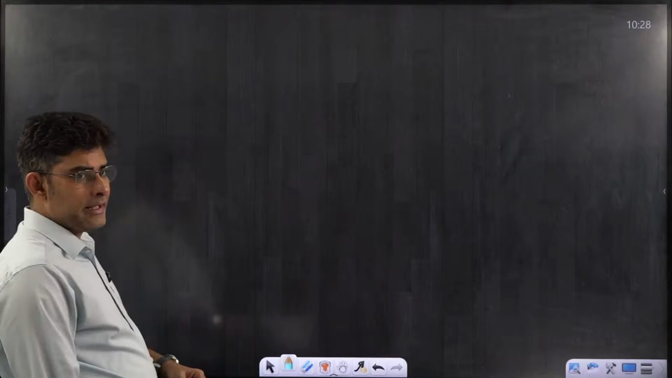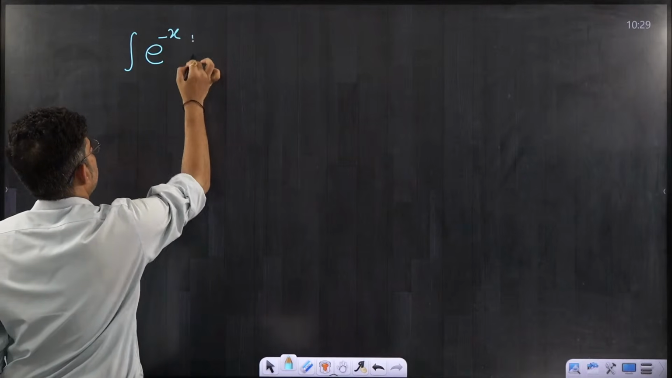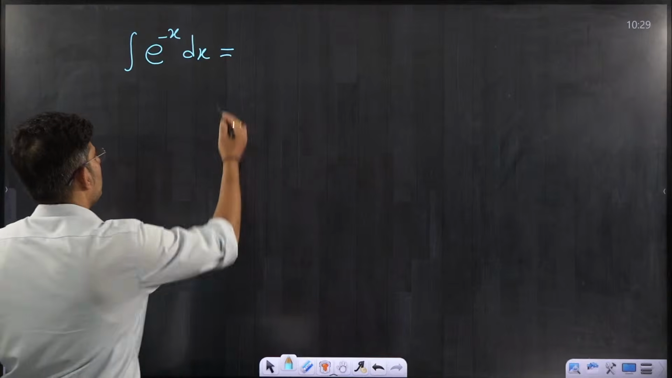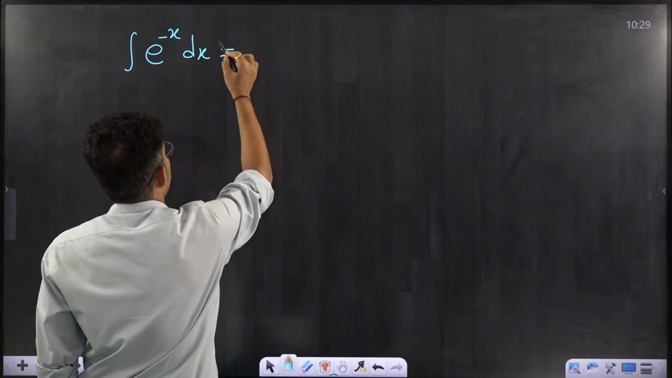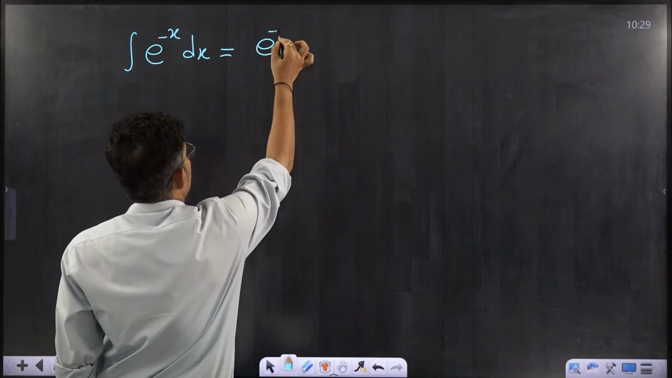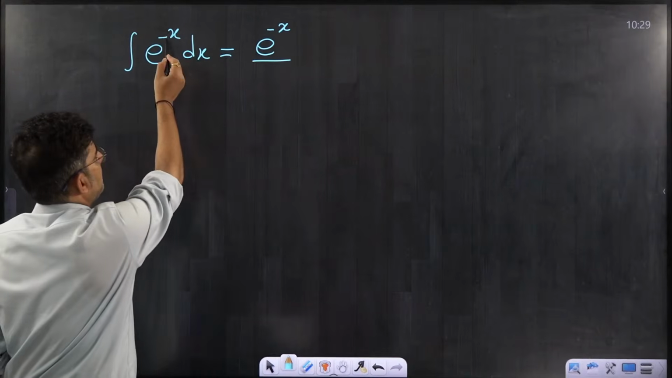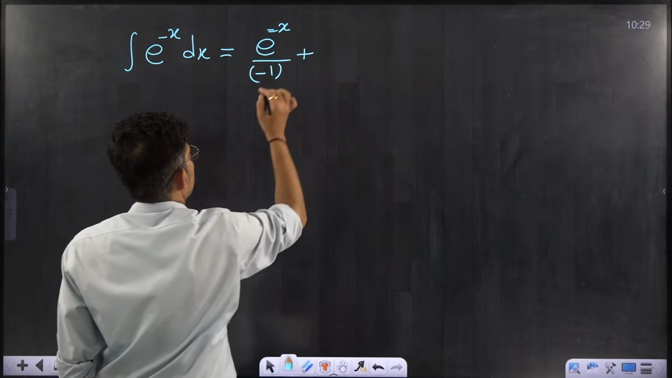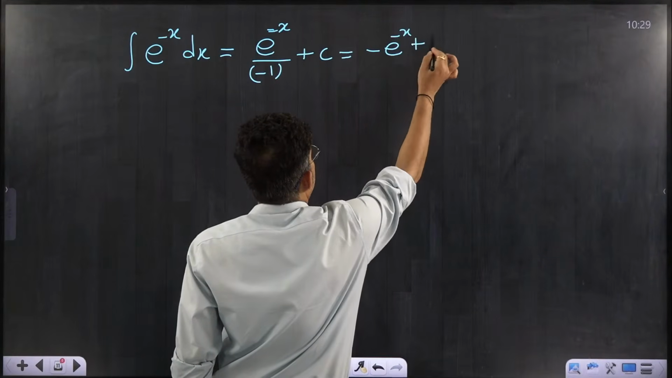Another example using the same rule: suppose we had e to the power minus x. If it was e to the power x, you would write e to the power x. So here also you will write e to the power minus x. Now you have to divide by what? What is multiplied to x? Minus 1. So you will divide by minus 1, plus c. Means your answer will become minus e to the power minus x plus c.